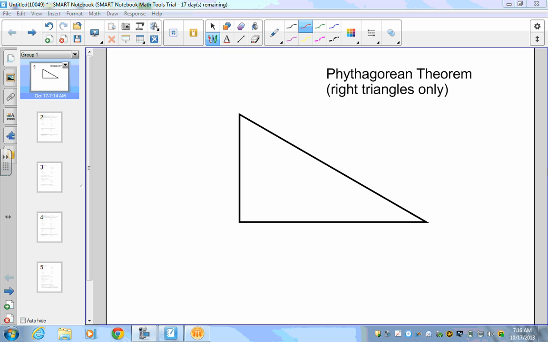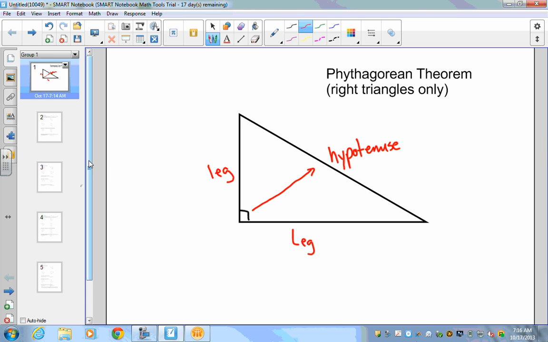Now, the Pythagorean theorem only deals with right triangles only, okay? So in my picture here, there is my right angle. Now, let's just make sure that we're clear with all the parts of this triangle, okay? The side that is opposite of the right angle is called the hypotenuse. Okay? And the other two sides are what are called the legs. Okay, so this is a leg, this is a leg. Okay, these legs are interchangeable. Okay, and we'll get more into that as we go through.